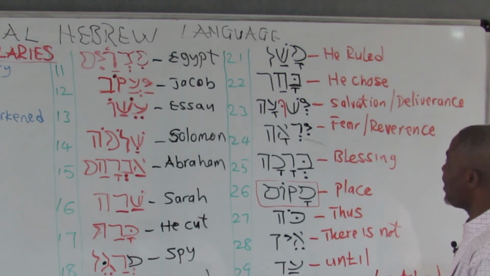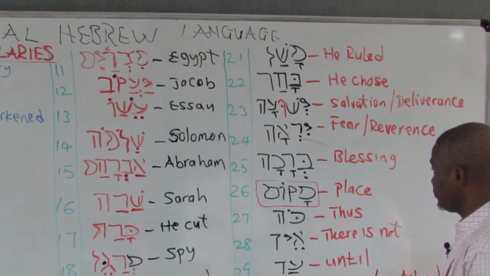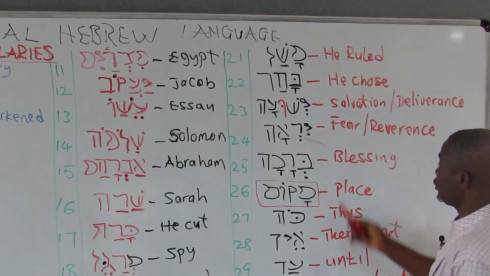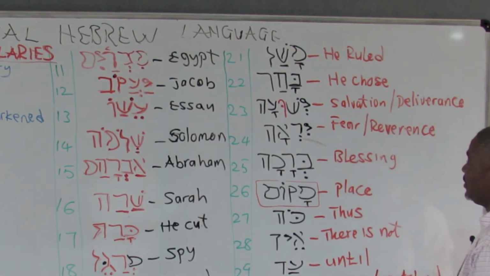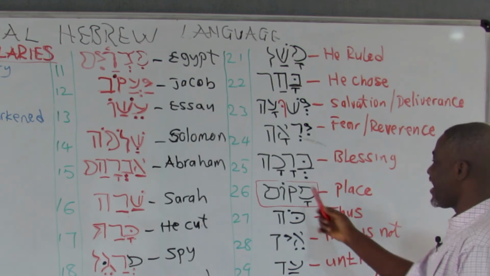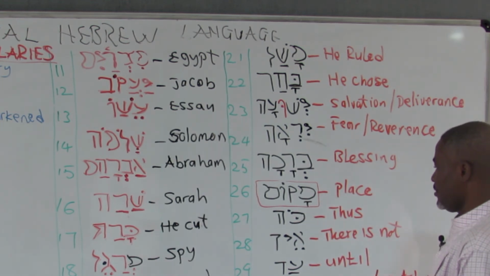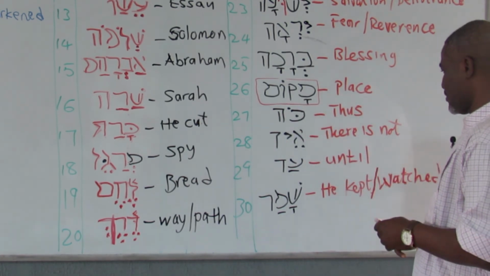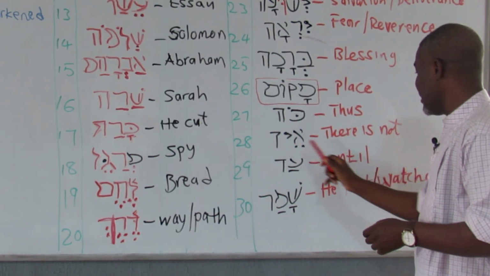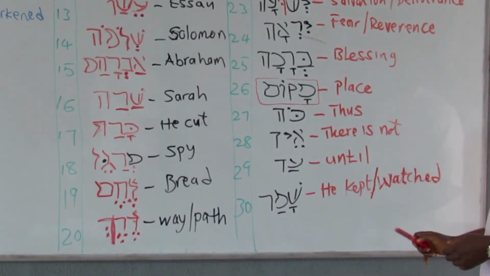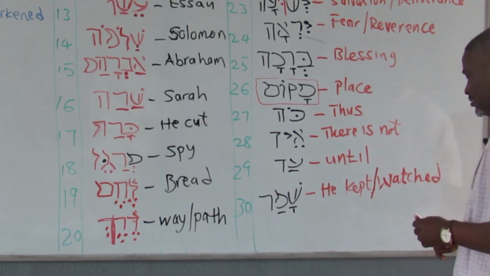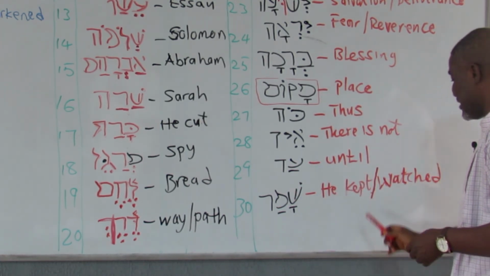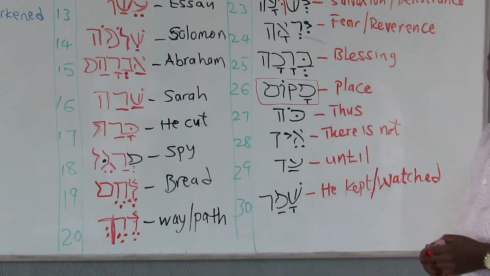Mashal is a rule. Then Ba'ar is to choose. Yeshua is salvation or deliverance. Yirah is fear or reverence. Berakah is blessing. Makom is place. Ko is thus. Ain is there is not. Then Ad is until. Shamar is he kept or he watched over.